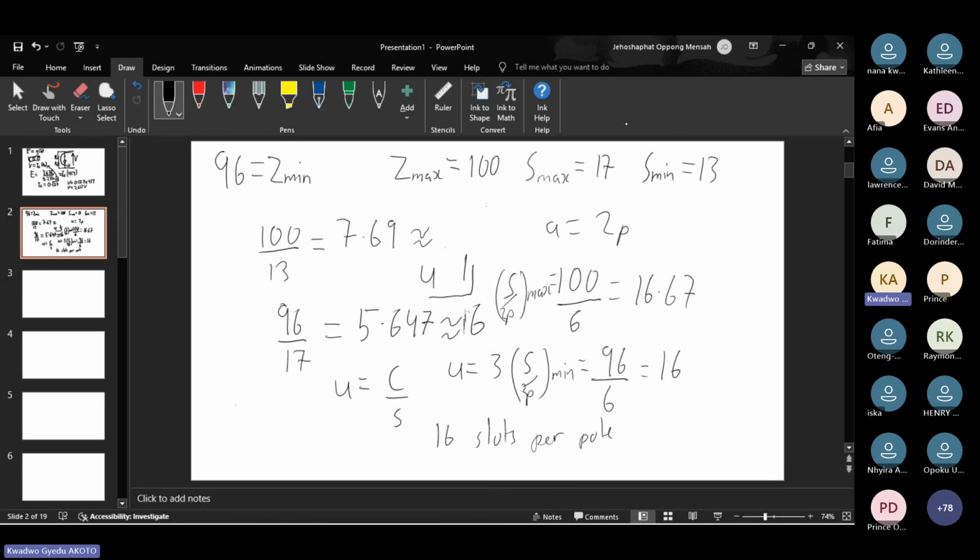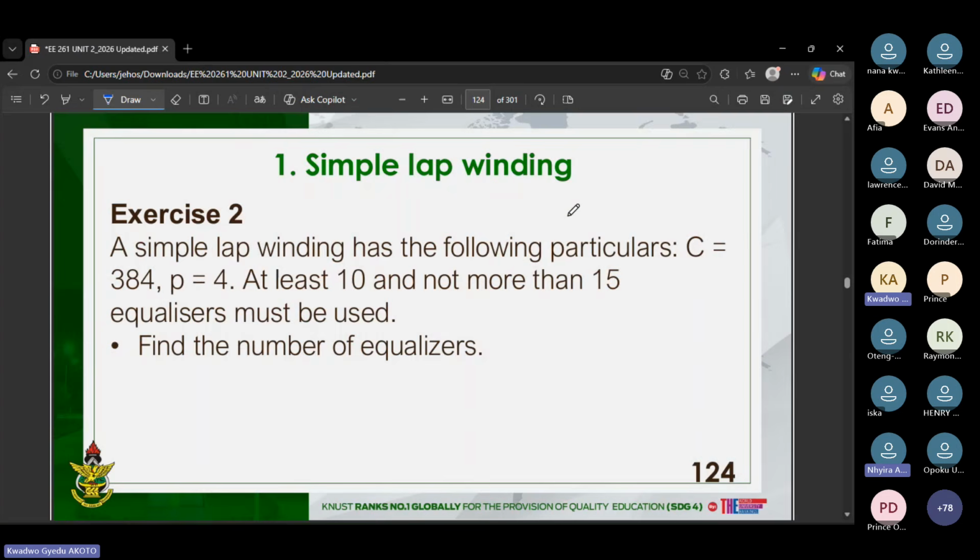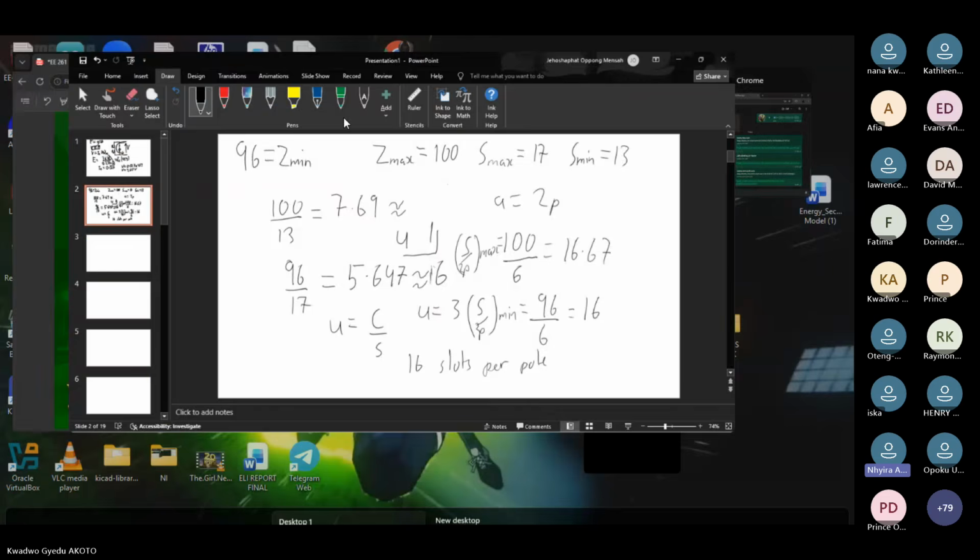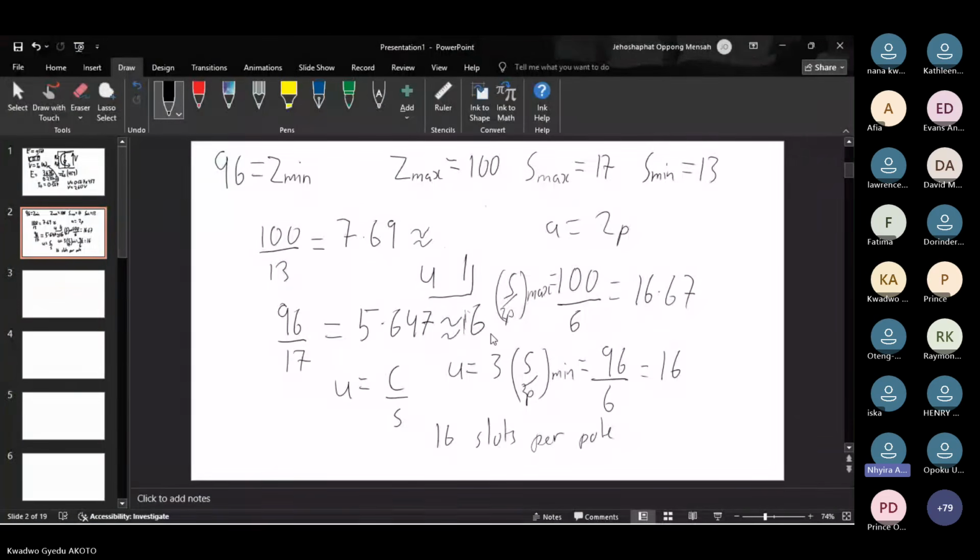So, okay, is there another question there? No, okay, so now we can go to exercise 2, slide 124. Right. Exercise 2 says, yes, you have an issue. Yes, please. So what's your issue? Imagine the maximum number of conductors per slot and the minimum number of conductors per slot. We got different answers. If we're finding the number of conductors per slot, could we go about it differently?